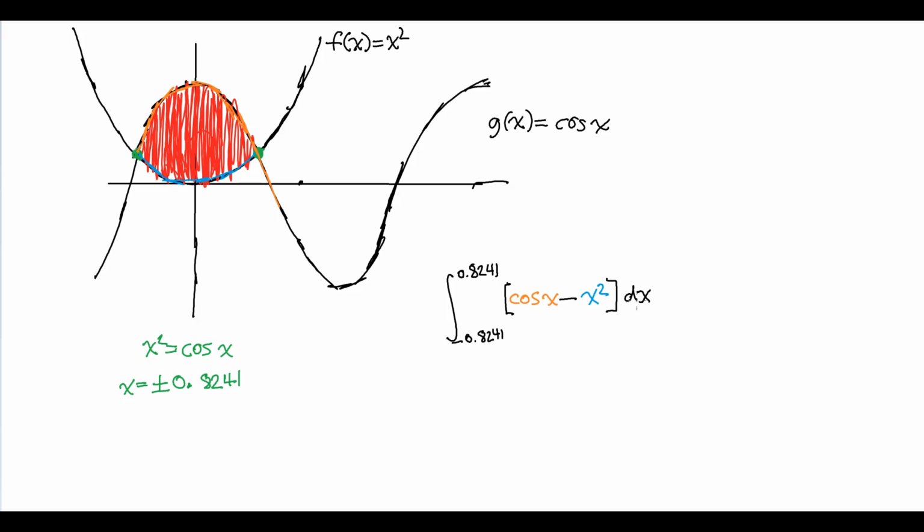Okay, and we get a final area of 1.0948. Okay? What you also could have done is take the integral from 0 to 0.8241 and multiply it by 2, since it's symmetric with respect to the y-axis. Okay? So the y-axis divides the area perfectly in half. So you can just have taken the integral from 0 to 0.8241 and then multiplied that area by 2. And you would have gotten the exact same answer.